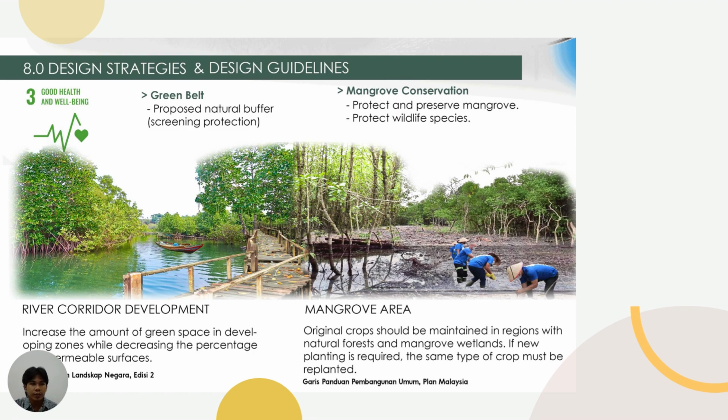The next guideline is from the Garis Panduan Landscape Negara, river corridor development. Increase the amount of green space in developing zones while decreasing the percentage of impermeable surface. Next is from the Garis Panduan Pembangunan Umum Plan Malaysia, mangrove area. Original crop should be maintained in regions with natural forest and mangrove wetland. If no planting is required, the same type of crop must be planted.